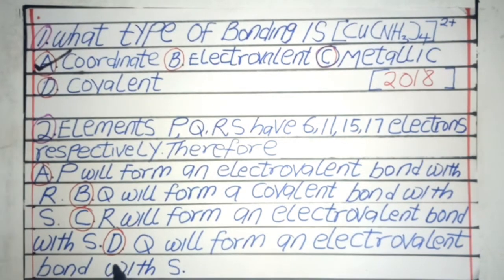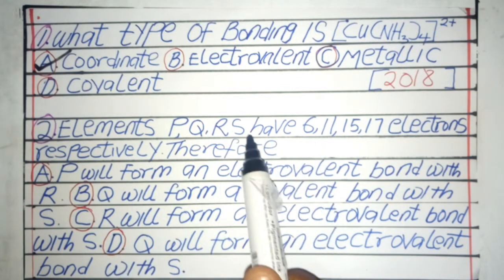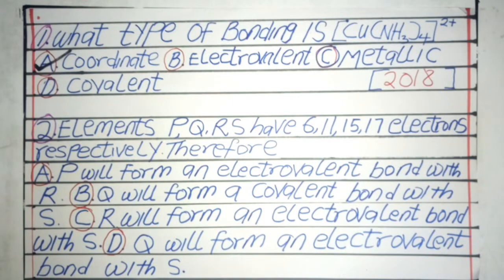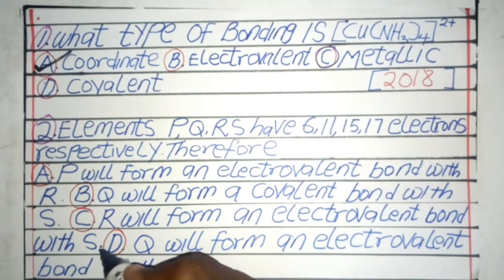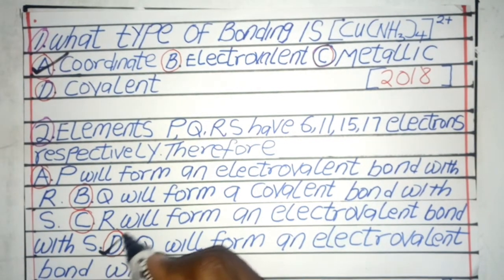Then let's look at D. Q will form an electrovalent bond with S. Remember, Q is sodium and S is chlorine. So electrovalent bond has to do with transfer of electrons from a metal to a non-metal, right? And so the answer has to be D, sodium chloride will be formed, and that is an electrovalent bond.